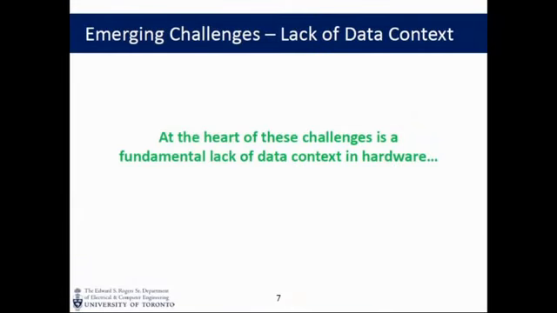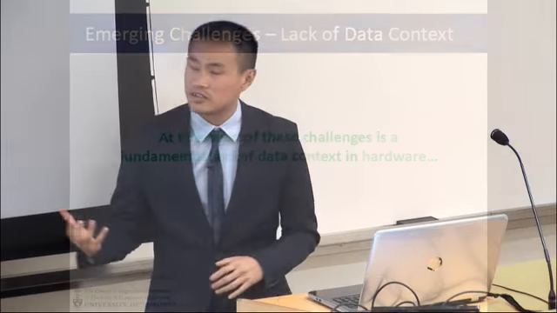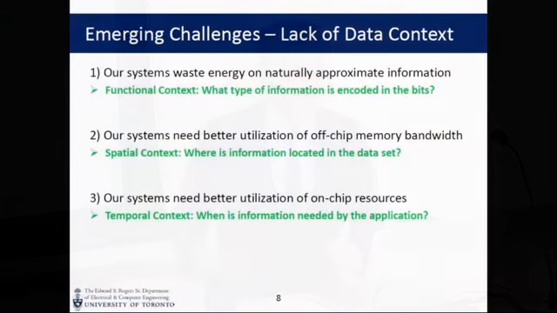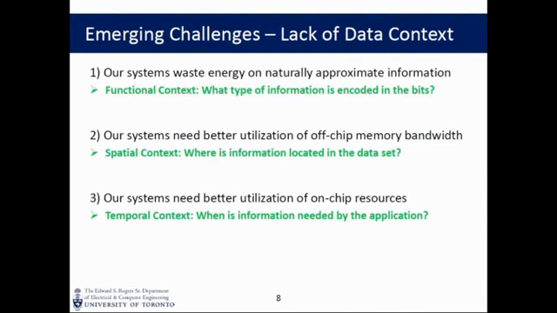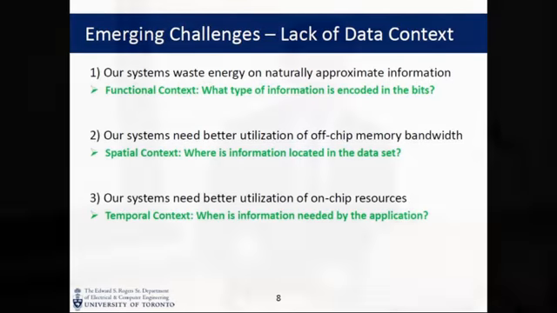So in my research, I sort of reframe these problems, because at the heart of these challenges is what I consider a fundamental lack of data context in our hardware representations. In the first one, our systems waste energy on naturally approximate information because we lack a notion of functional context. What type of information is encoded in the bits? If you look at 32 bits in isolation, you can't tell, aside from how the instructions use it, is it a byte array? Is it an integer? Is it some GPS sensor information that I could approximate in some way?